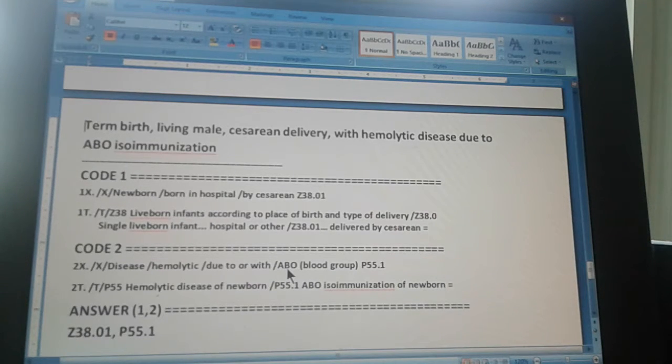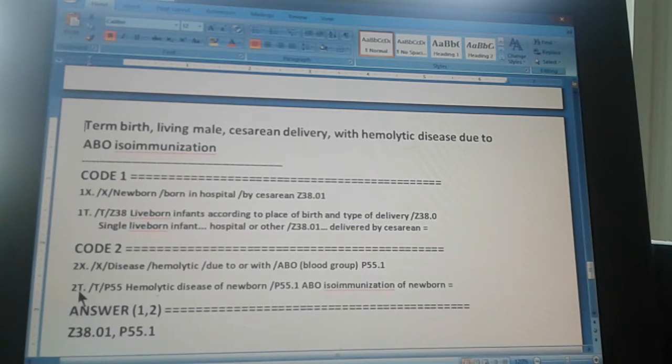There are several conditions why there's a hemolytic disease. And we find ABO, that's blood group. ABO blood group. That is the condition that our baby has, right? And what code will we have next to it? P55.1. So that's the code that we get from the index. Now we're going to check this code in the tabular.